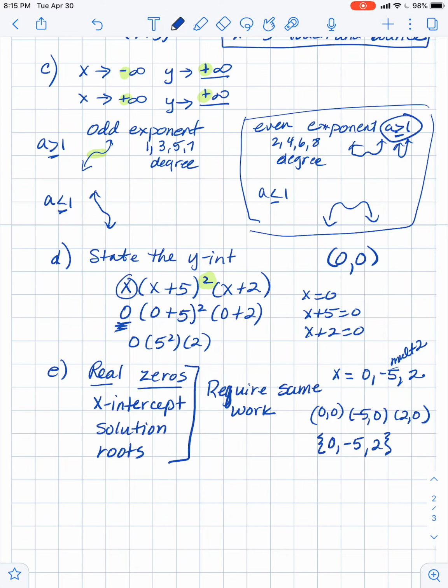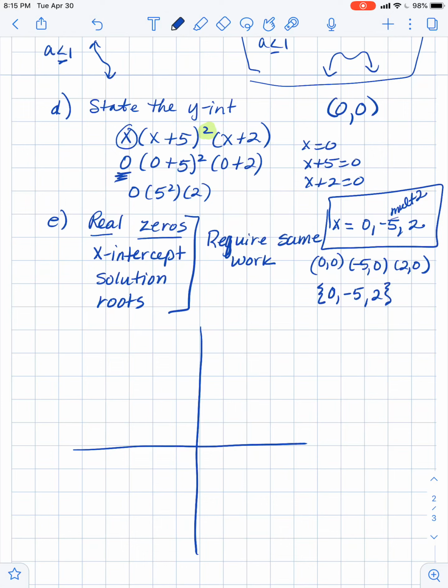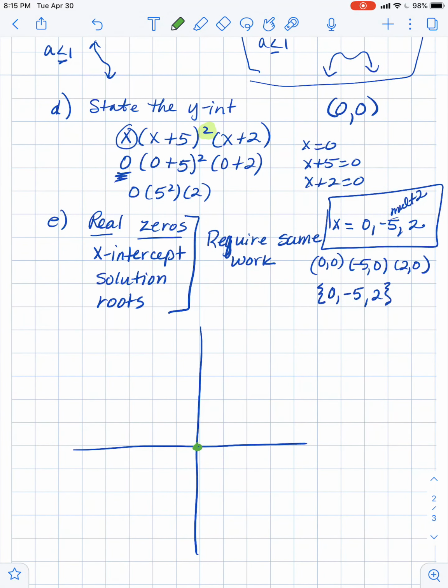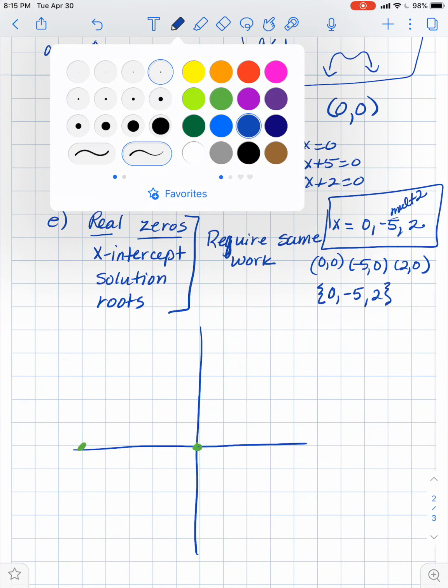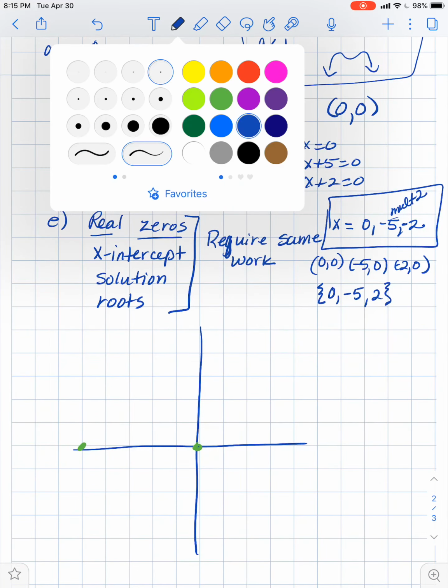Okay, so that is most of our information that we have. And now I ask you to sketch the graph. So we're going to go to our graph. And I'm going to put in my intercepts. So I have 0, 0. I have a -5, 0, 1, 2, 3, 4, 5. And I have, whoops, I dropped a negative there. My bad. Let me get that back on there. So -2, 0 as my other one.